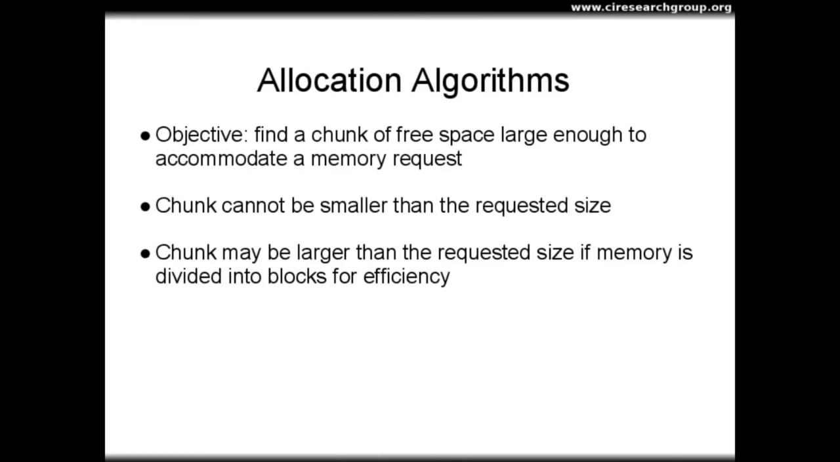When a process requests heap memory, the kernel must find a chunk of free space large enough to accommodate the request. This chunk cannot be smaller than the requested size, since the process expects to use all the space it is requesting. Since the memory is divided into blocks for efficiency, the chunk of memory returned to the process is normally larger than the amount requested, unless the process happens to request a whole number multiple of the block size. I'm now going to introduce four classical algorithms for dynamic memory allocation: best fit, worst fit, first fit, and next fit.